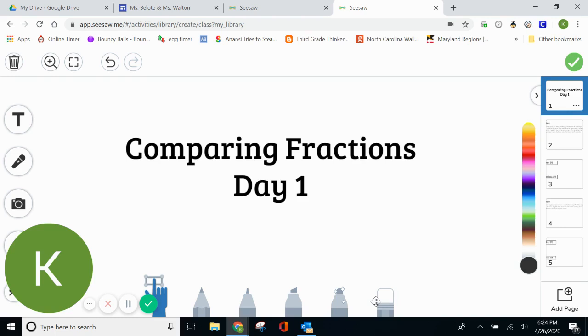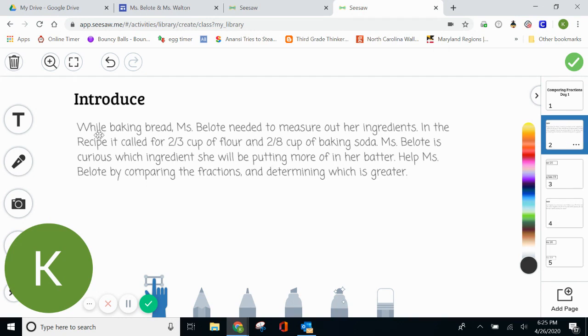Welcome back, everybody, and happy Monday. Today we're going to be doing one last day of comparing fractions. However, this time we're going to be looking at the fractions in a word problem. Let's start with our first example.